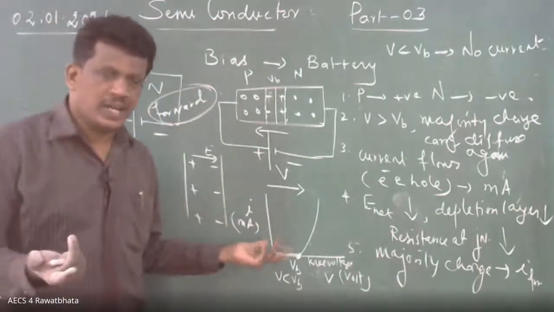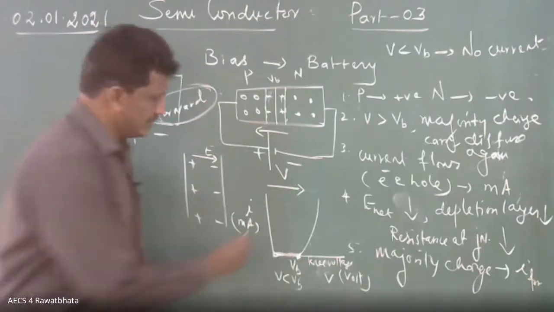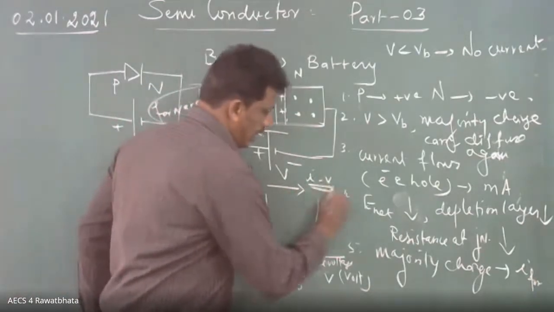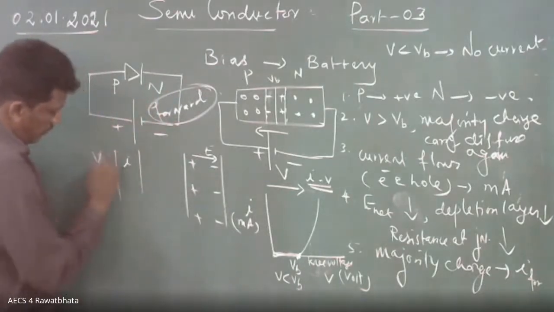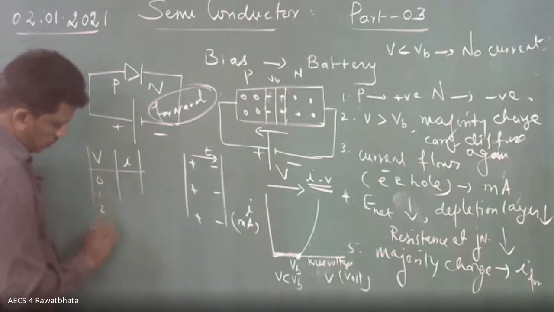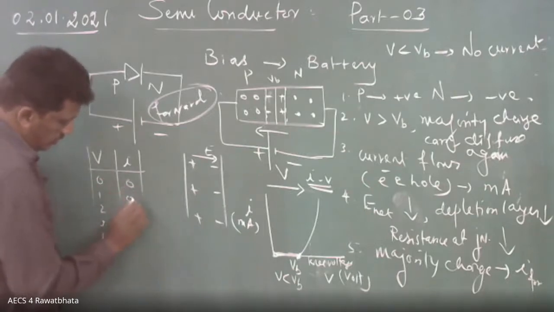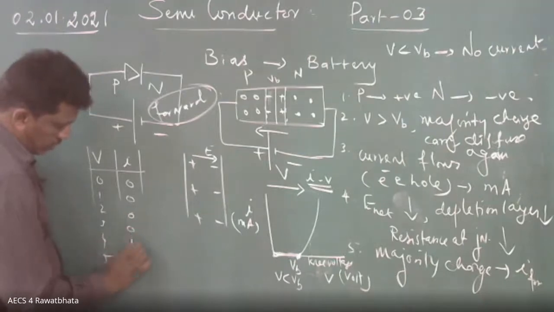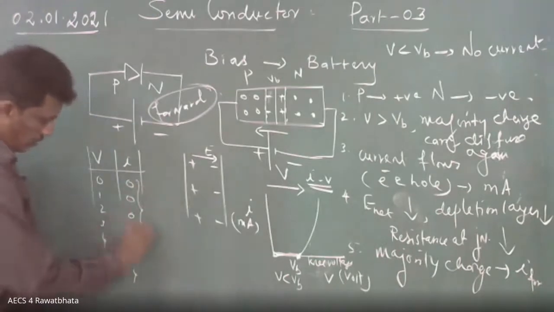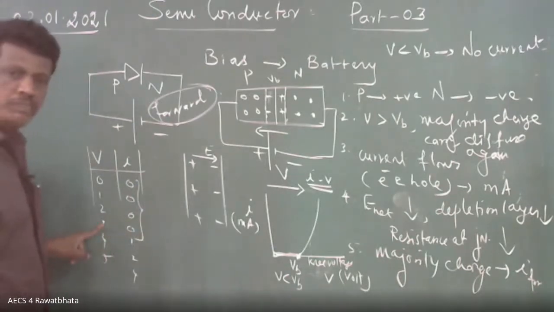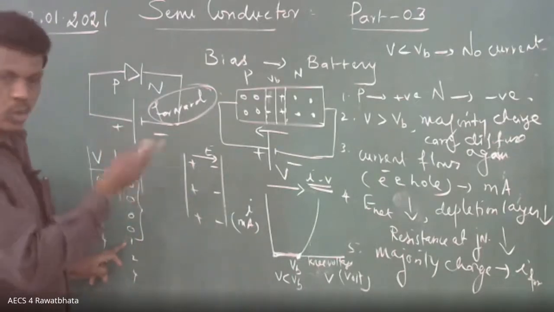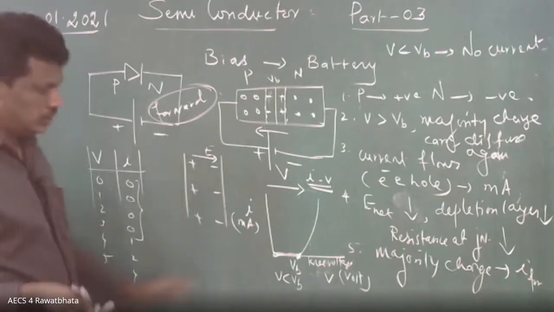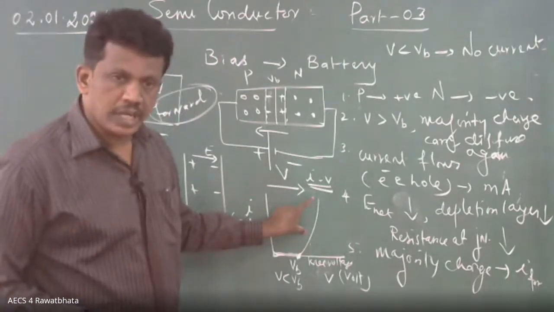I am telling you, this is called the IV characteristics. Easy to write. Here I, here V. V is 0, 1, 2, 3, 4, 5. Here 0, 0, 0, 0, then 1, 2, then 4, it will increase. See, up to this you see no current. Why no current? Because of the barrier potential. Once you cross the barrier potential, the charges start moving, so you are getting the current. After that, the current increases.